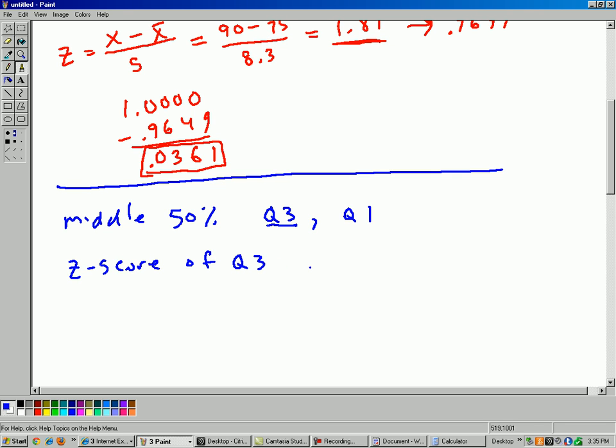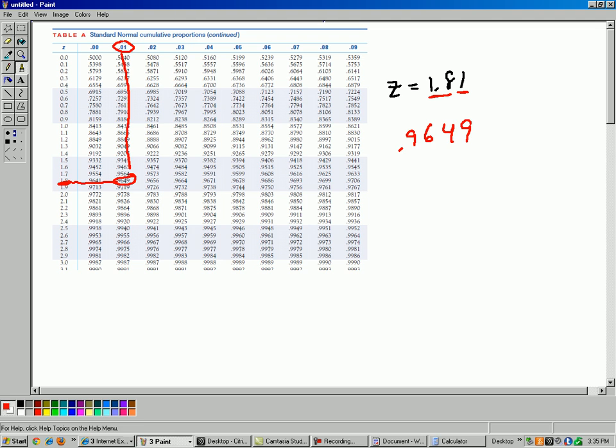All right, third quartile means 75%. So that's 0.7500. So I need to go back to our table. Here it is. So this time I'm doing the question in reverse. Basically, I'm asking the question, what z-score would give me 0.7500, which would represent our third quartile. I'll put third quartile in parentheses here.